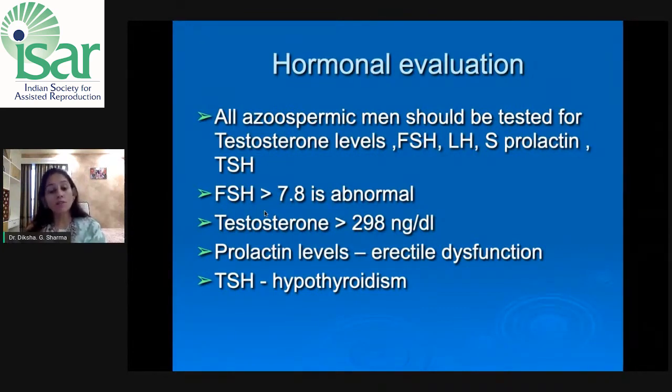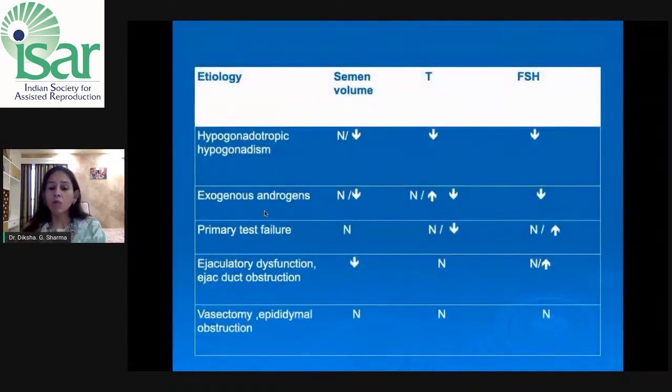Prolactin levels are important, especially if the male is giving any history of erectile dysfunction, because as said earlier, decreased libido can be a sign of hyperprolactinemia. And test for TSH to rule out hypothyroidism. Now, once you have all this information regarding the hormonal levels and the semen volume, even this much information alone can guide us towards what can be the etiology in such a male.